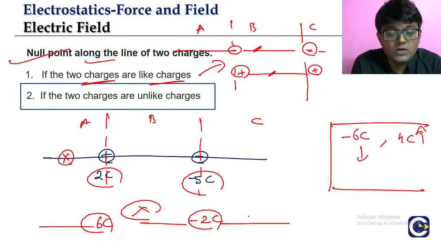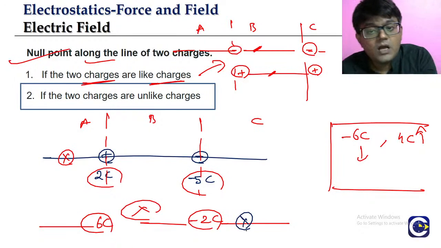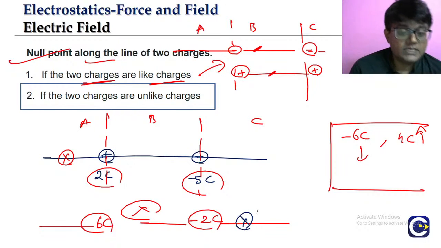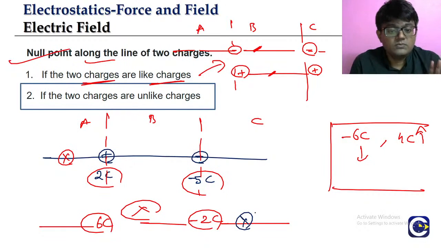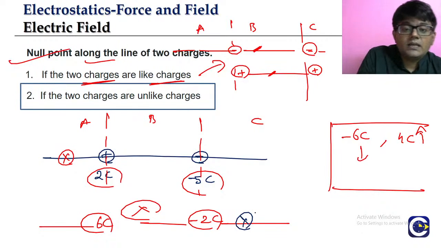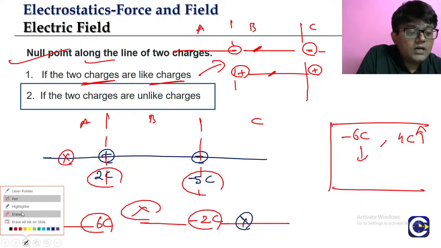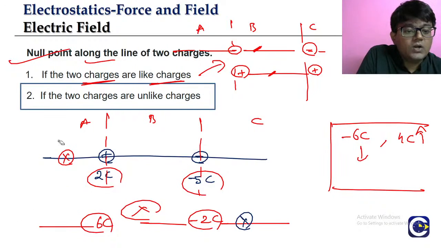So now where will the null point come? The null point is going to come on the side closer to the lower value charge. Okay? It will come in region C, in this combination. Okay? So this is how we look at the null point location on the line having two unlike charges.